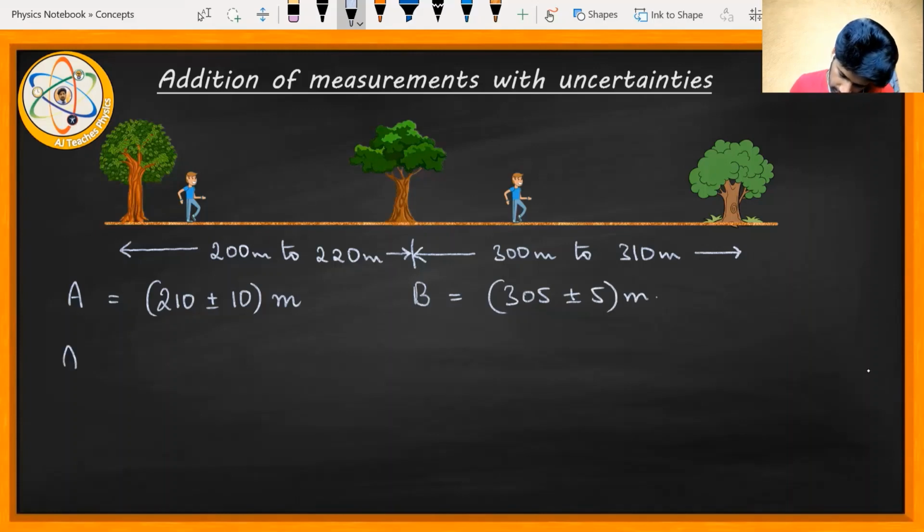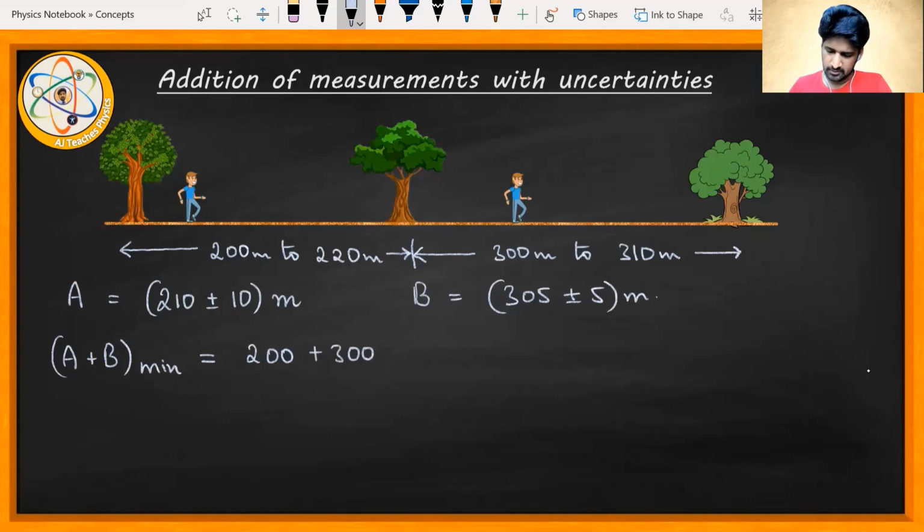Now, if you want to calculate the minimum total distance between the first and the last tree, it makes sense to consider the least possible distance between the first and second trees, and also the least possible distance between the second and third trees, which would make the total distance between the first and the third the least possible value. So for that, we consider 200 as the distance between the first two trees and 300 as the distance between the next two trees, which makes the minimum possible distance between the first and third tree 500 meters.